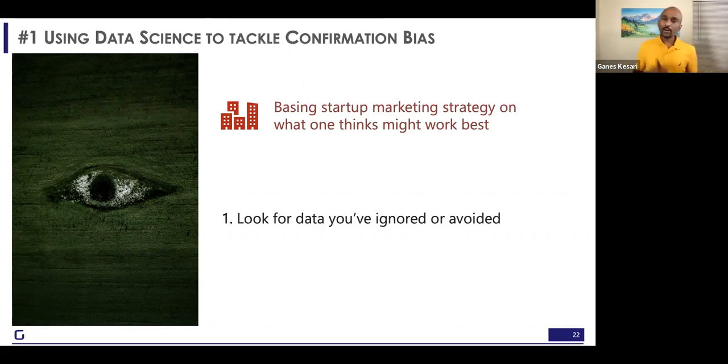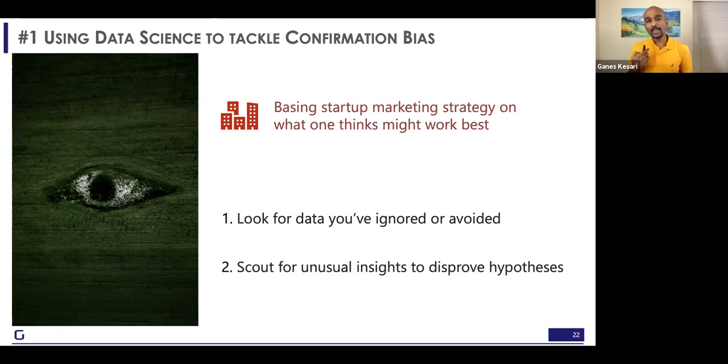Step number one, look for data that you don't value and hence have ignored, or the more dangerous one, data you have avoided because it is uncomfortable. Get a 360-degree view. If you want to move away from confirming what you already know, you'll have to look in new places, look for new data, and make sure you have spread the net wide open. And number two, once you have good representative data, look for unusual insights.